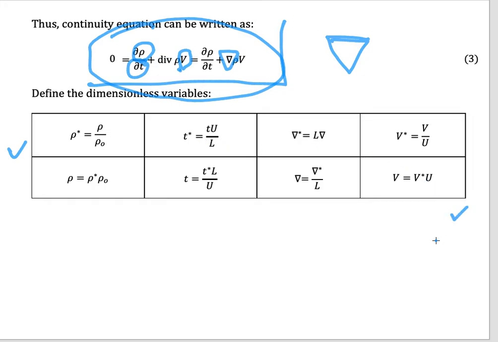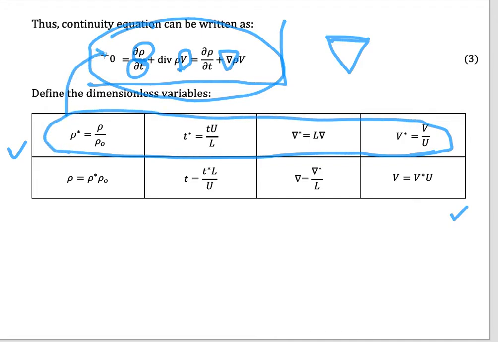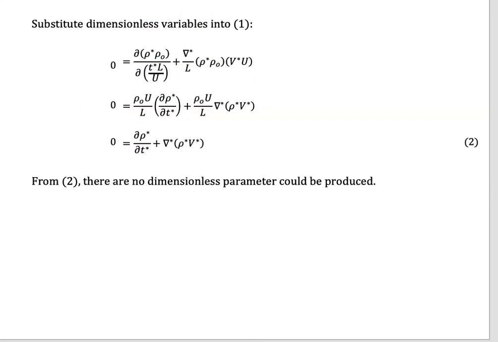What we need to do is rearrange these terms and substitute them into the equation. So we substitute rho here, changing it into rho equals rho star times rho naught, and so on and so forth. We substitute all the variables into the equation, so we have the del rho star, rho naught, and so on, like this.